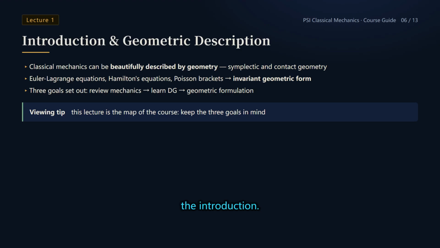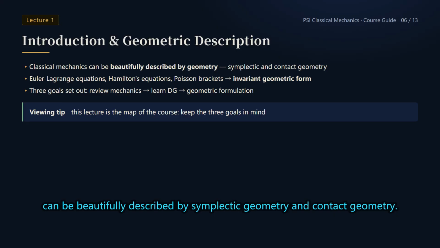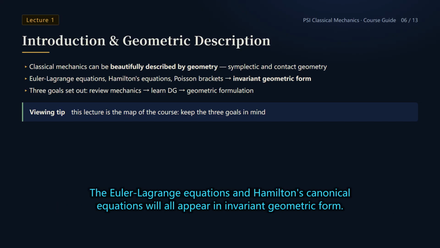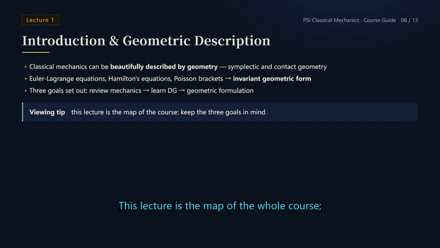Lecture 1, the Introduction. Classical mechanics, the lecturer explains, can be beautifully described by symplectic geometry and contact geometry. The Euler-Lagrange equations and Hamilton's canonical equations will all appear in invariant geometric form. This lecture is the map of the whole course. Remember the 3 goals. Every later lecture serves them.